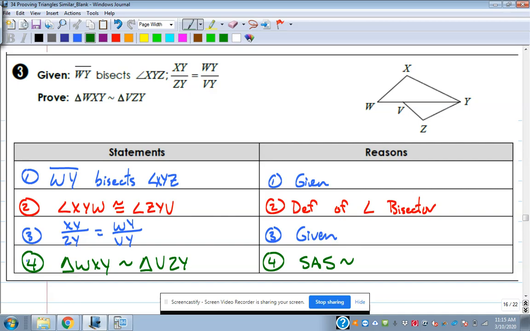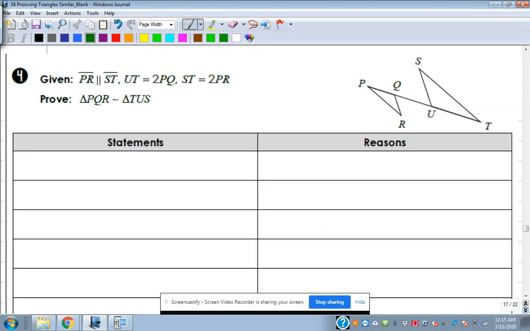The XY and ZY are corresponding sides. WY and VY are corresponding sides of those two triangles. That ratio happening. Easy stuff. Good stuff. You guys are a lot better at proofs than you used to be. To the point you're bored with them.